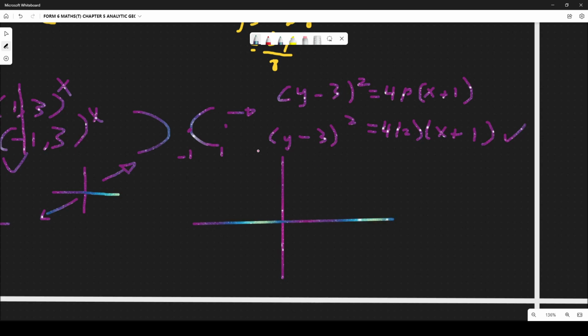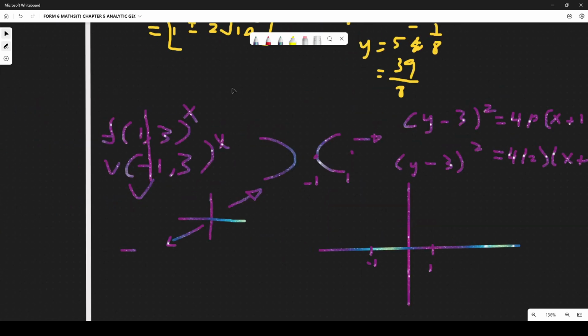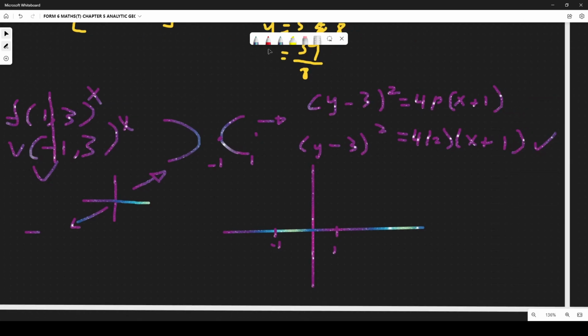Since we know the vertex is somewhere here, negative 1, right? And the focus is somewhere here, 1. So how much is this? Y is like 1 and 3. Negative 1 and 3, so it's somewhere here. Let's say this is 3, somewhere here.